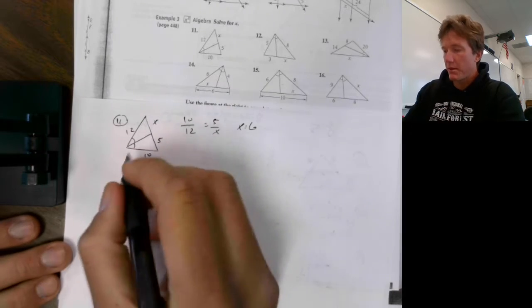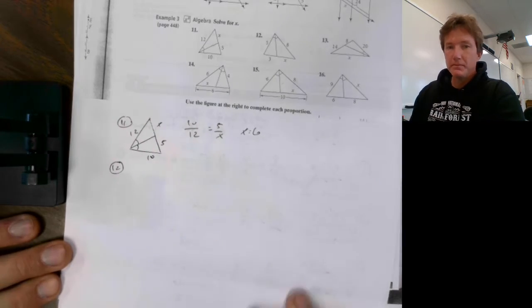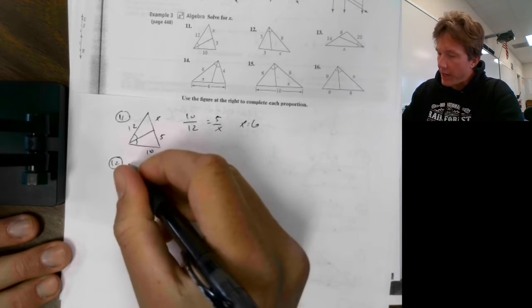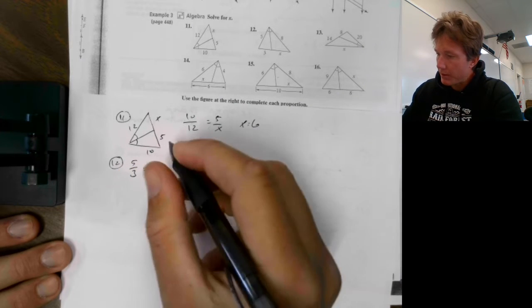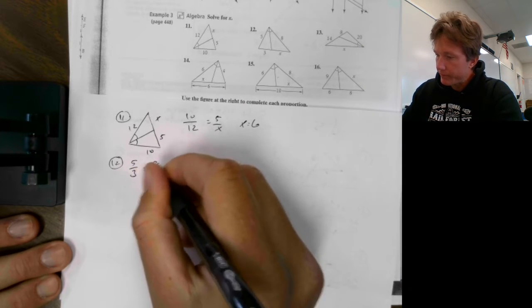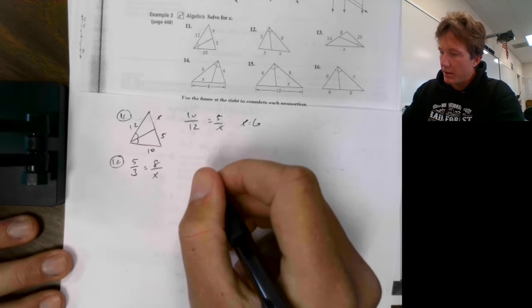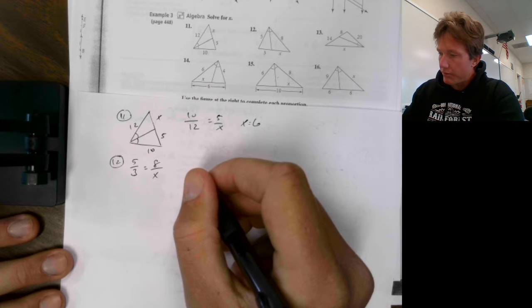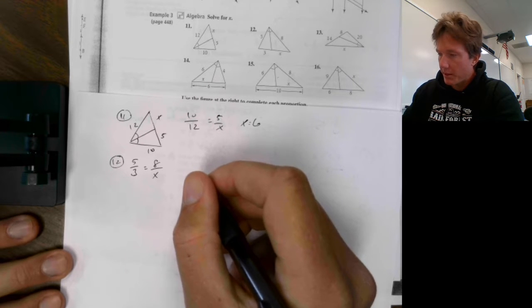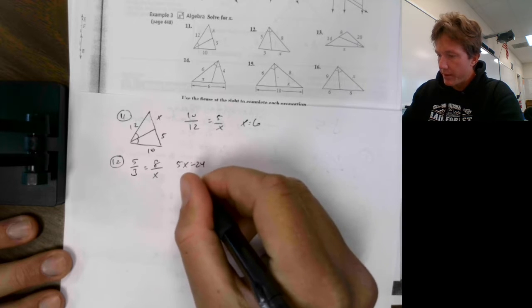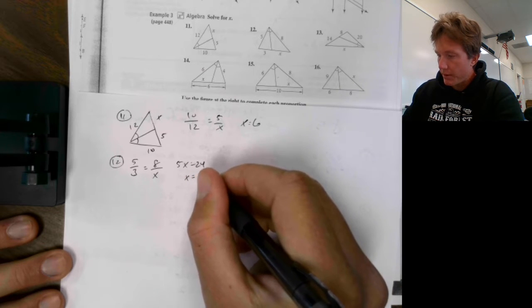You can check my math on that. Here's our next one. We'll do 5 over 3 is equal to 8 over x. And that's going to be, I'm going to guess 5. Let's try it. 5x equals 24. X equals 4.8.